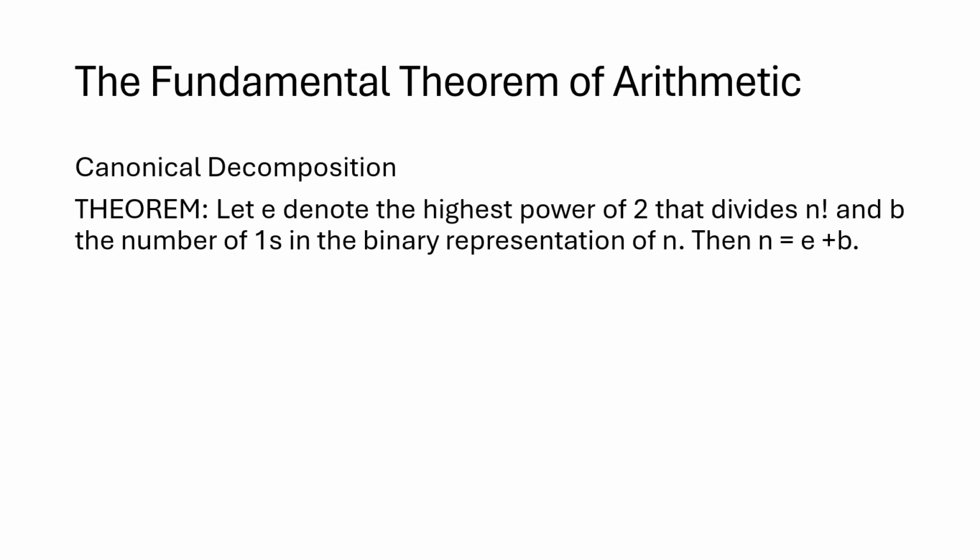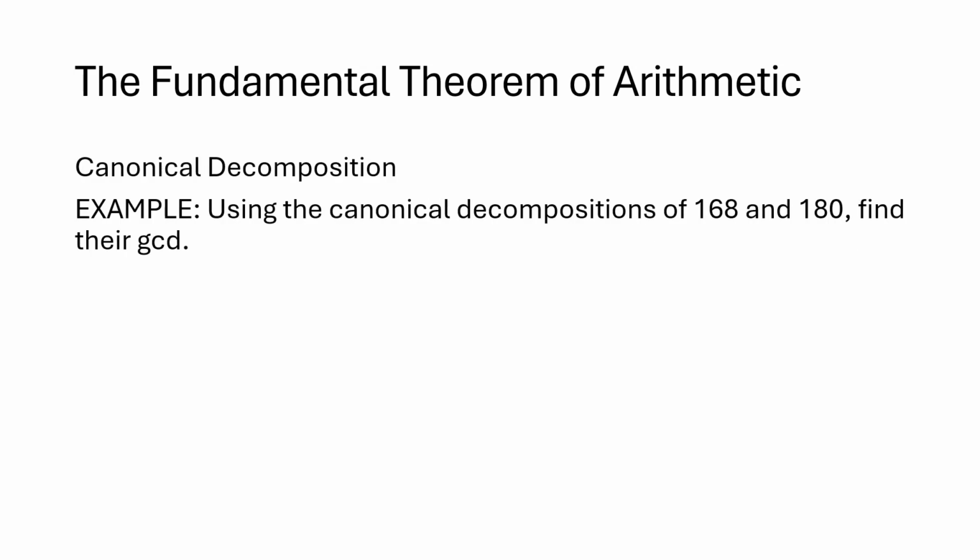Now, another theorem for the canonical decomposition. Okay, so let E denote the highest power of 2 that divides n factorial, and B the number of ones in the binary representation of n. Then n is equal to E plus B. So let's have this one.